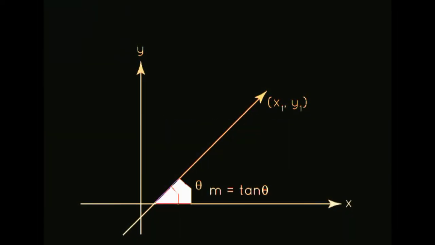Slope point form. A straight line having slope m = tan theta, where theta is the angle formed by the line with the positive x-axis and passing through a point (x1, y1) is given by slope point form as y - y1 = m(x - x1).